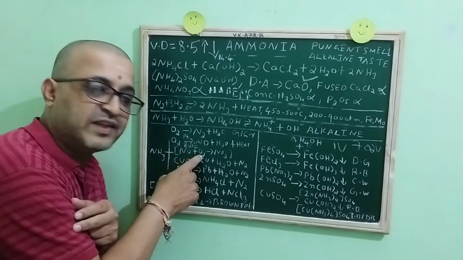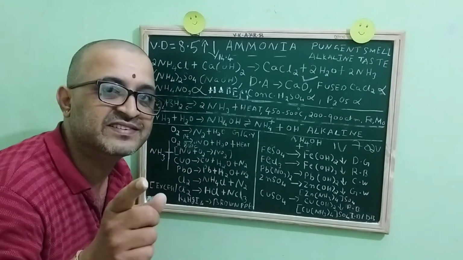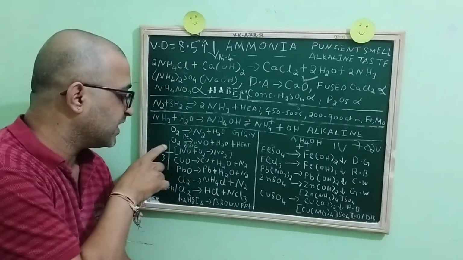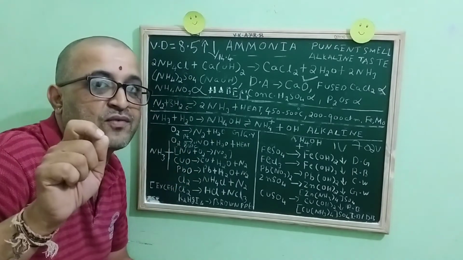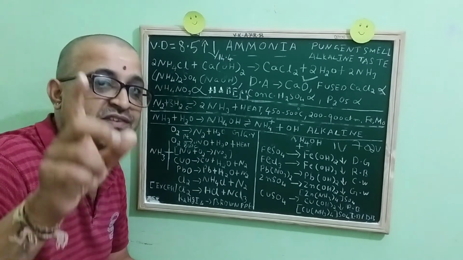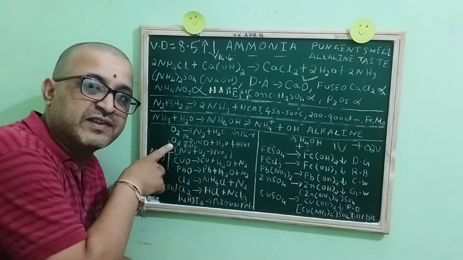Nitric oxide, on further oxidation, produces NO2, whose color is reddish brown. Children, this is nothing but the first step for the manufacture of nitric acid by Ostwald's process. Now children, we have a beautiful piece of information in this reaction.